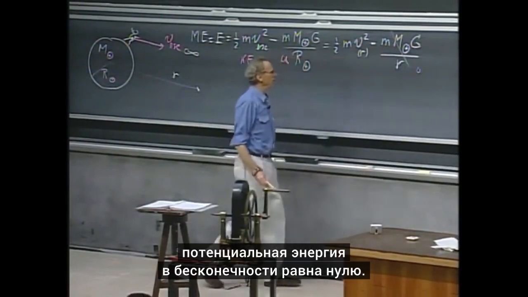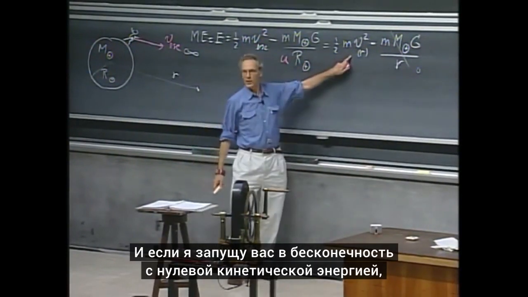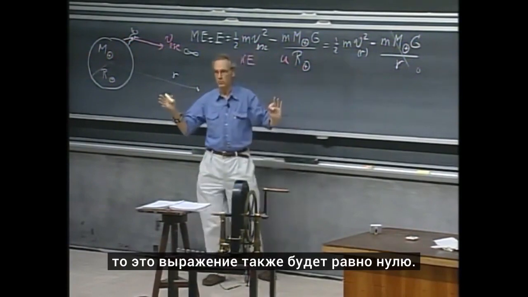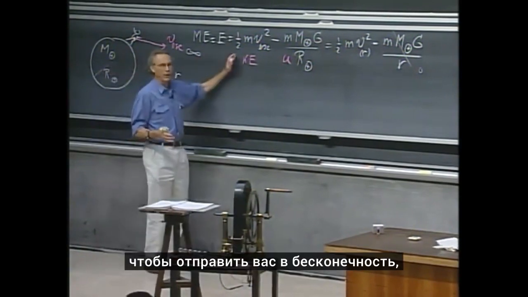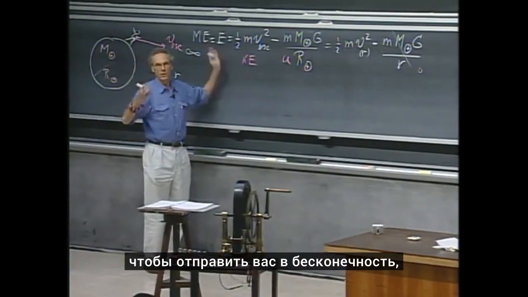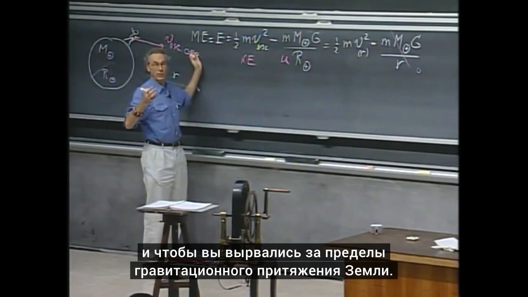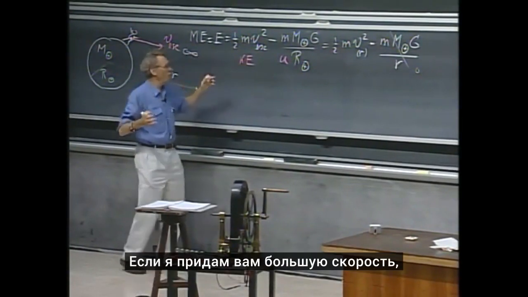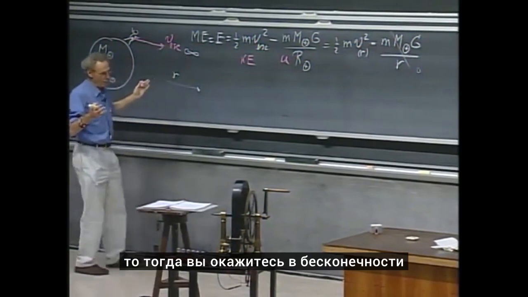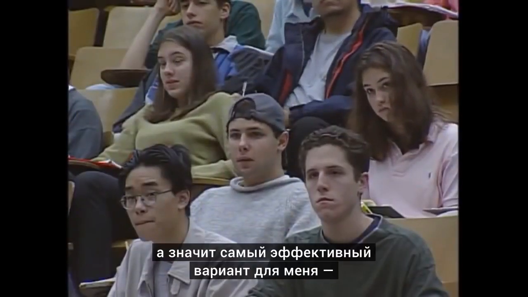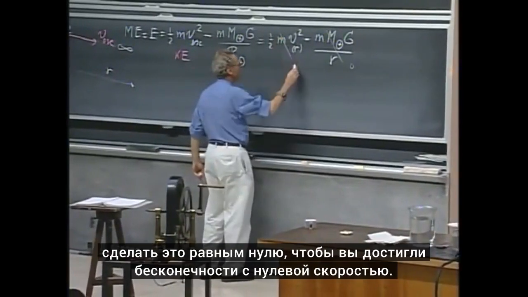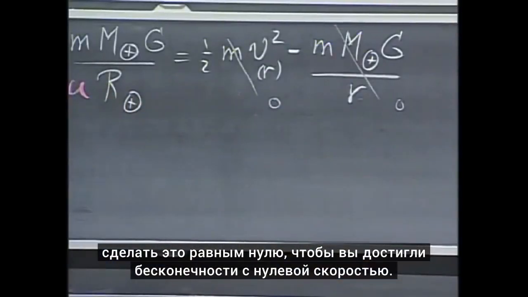Potential energy at infinity is 0. And if I get you at infinity with 0 kinetic energy, then this term is also 0. And that's the minimum amount of energy that I would require to get you to infinity and to have you escape the gravitational pull of the Earth. If I give you a higher speed, well, then you end up at infinity with a little bit more kinetic energy. So the most efficient way that I can do that is to make this also 0. So you reach infinity at 0 speed.